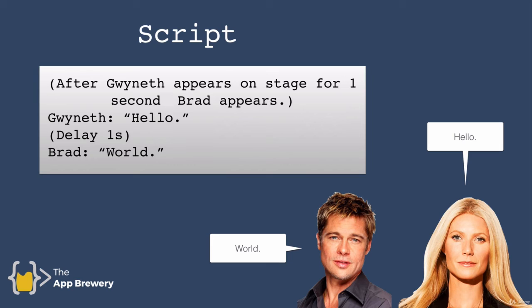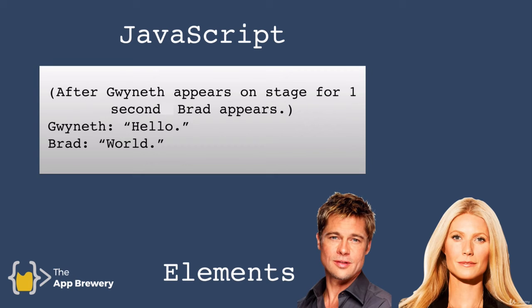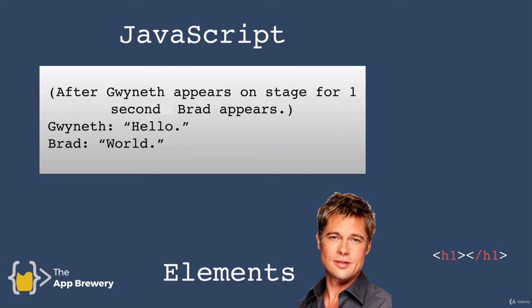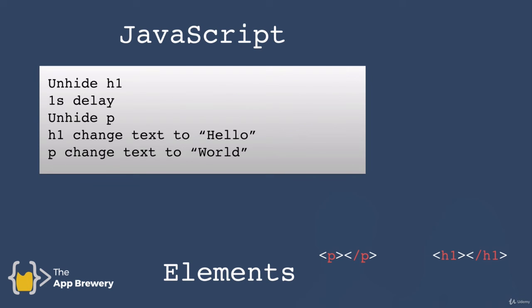So by writing these instructions and telling the actors what they should say, we're able to determine how our play should work. Now, in our world of web development, the script is JavaScript, and the actors are, for example, the HTML elements. And Gwyneth would be, say, for example, an H1 element, and Brad could be a paragraph element. So clearly the web developer's version of a play is much less sexy, but nonetheless, it still can do exactly the same things. So in this case, our script looks more like this.